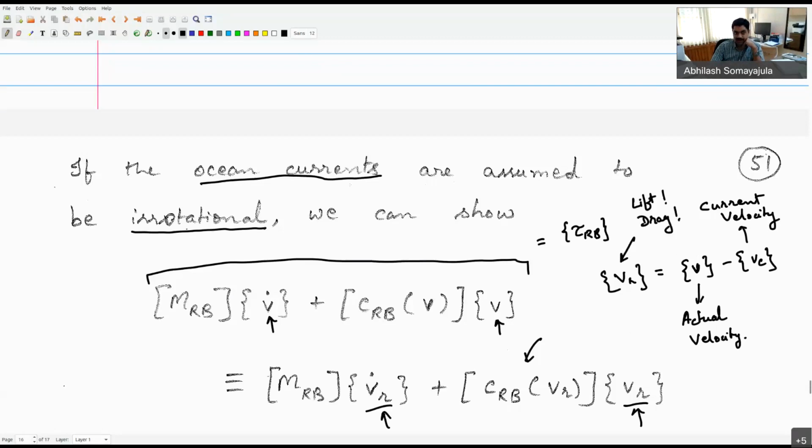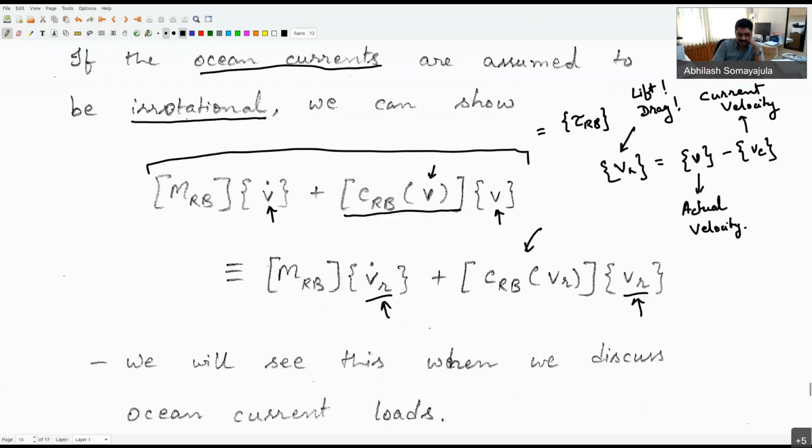Yes, sir. Now, that is the advantage which I get. But if I directly want to substitute V for VR, I can't do that unless this CRV matrix, which is actually dependent on V, is independent of the linear translational part. Remember that this V, which we have, is actually a 6x1 vector consisting of U, V, W, P, Q, and R. Correct? Now my velocity due to the current is UC, VC, WC, 0, 0, 0.